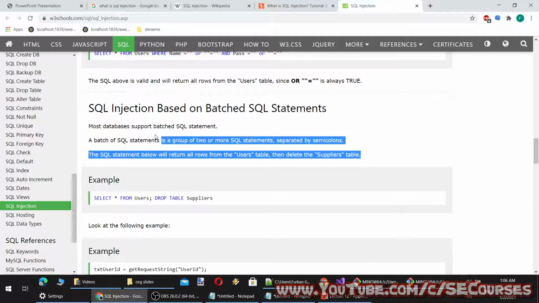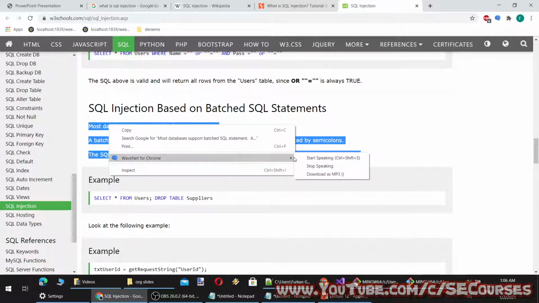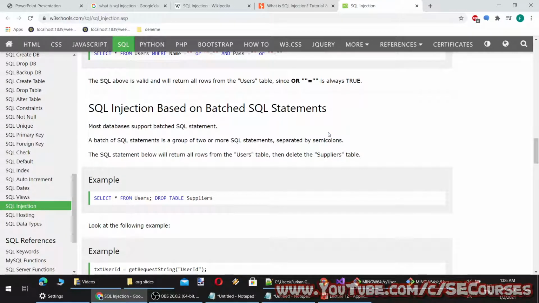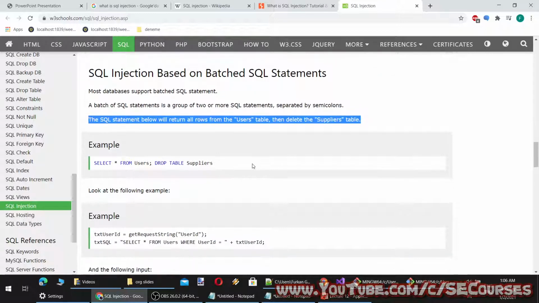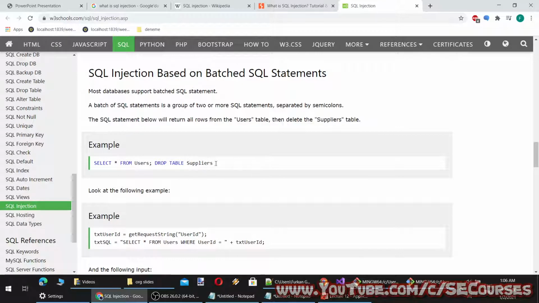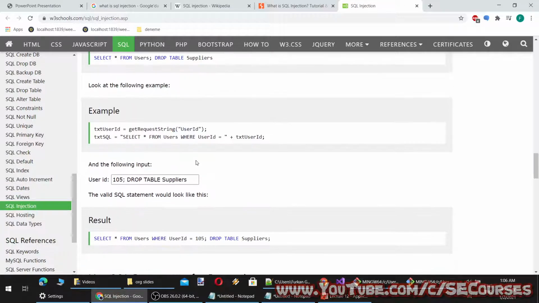And here the real danger. SQL injection based on batched SQL statements. Most databases support batched SQL statements. A batch of SQL statements is a group of 2 or more SQL statements, separated by semicolons. The SQL statement below will return all rows from the users table, then delete the suppliers table. Okay, it can be made like this.